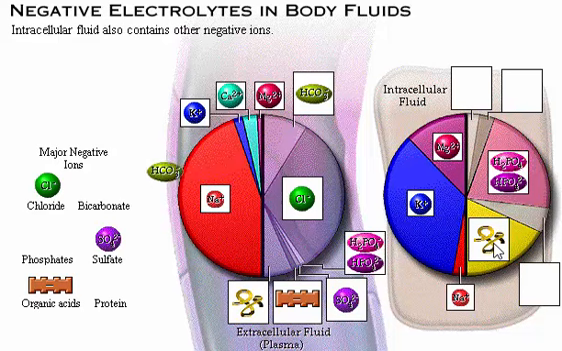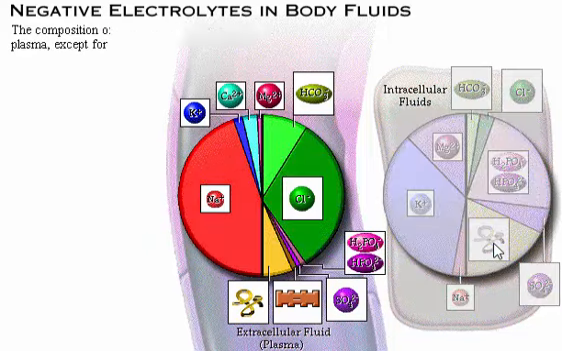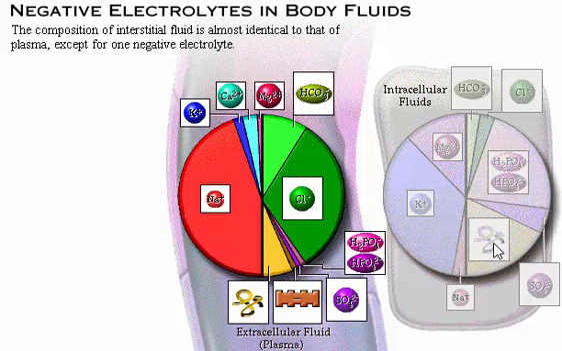chloride, and sulfate. The composition of interstitial fluid is almost identical to that of plasma, except for one negative electrolyte. Click that electrolyte.